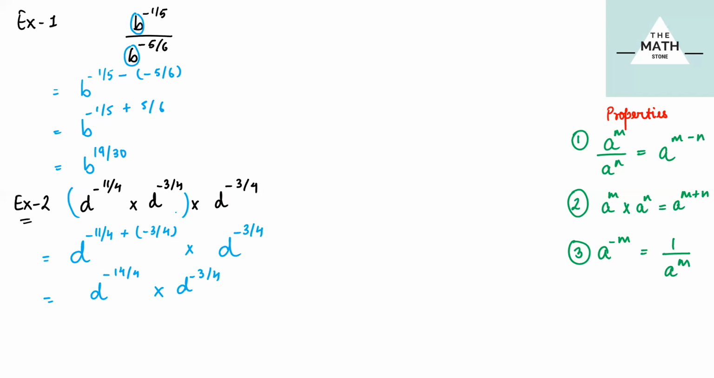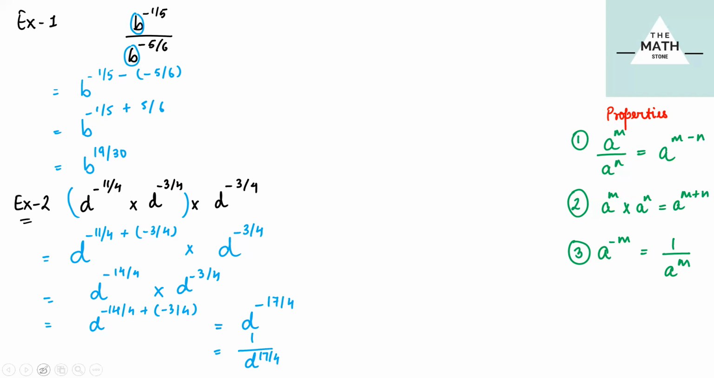So now we have reduced the problem to a product of two expressions. So we'll again use this identity to simplify it further. So this will be d raised to negative 14 over 4 plus negative 3 over 4. So this is d raised to negative 17 over 4. And that is nothing but 1 over d raised to 17 over 4.